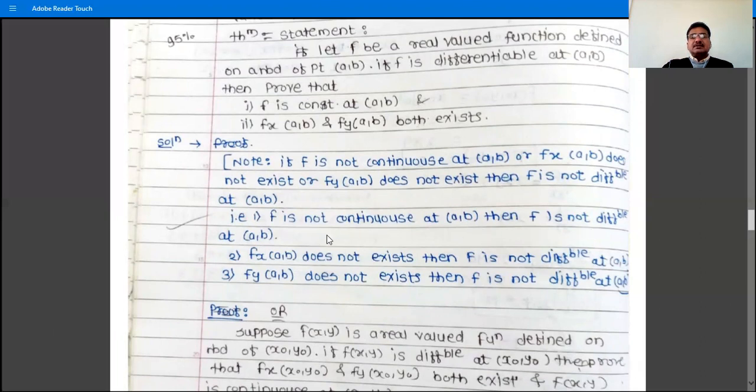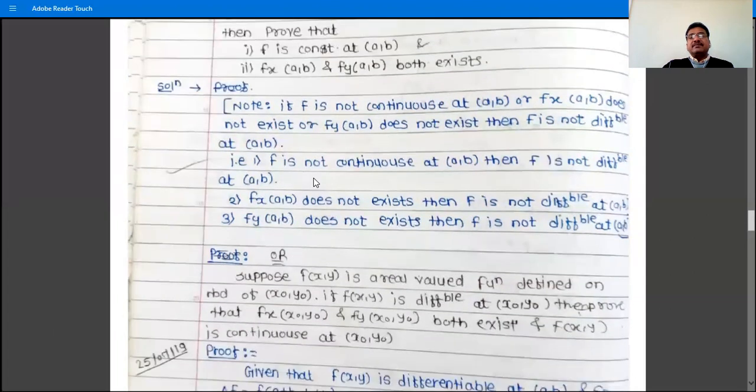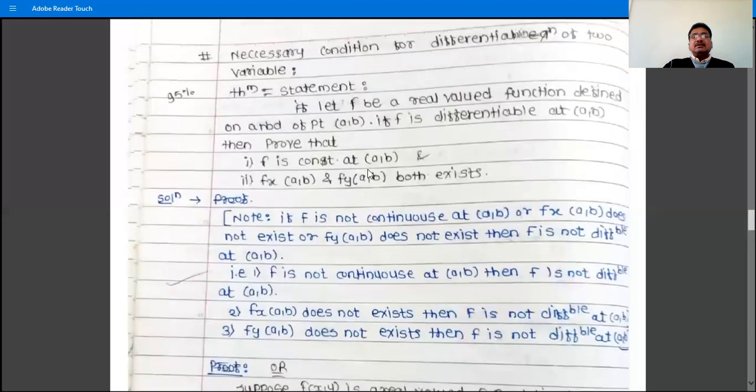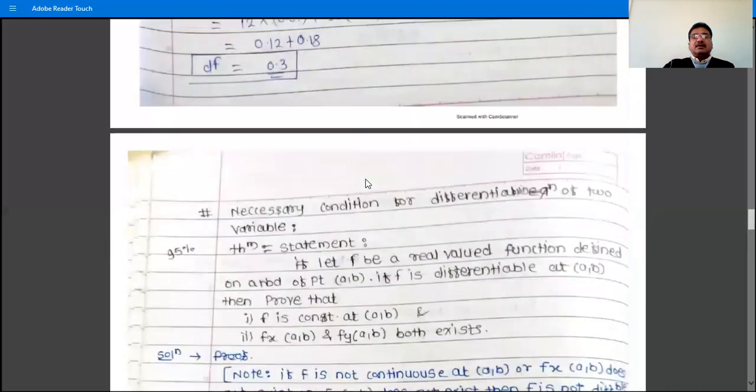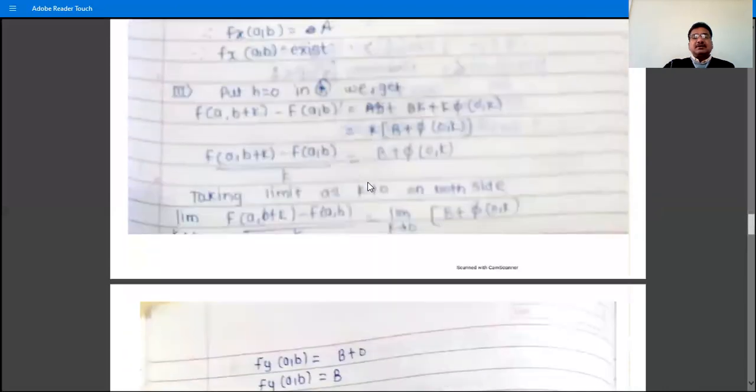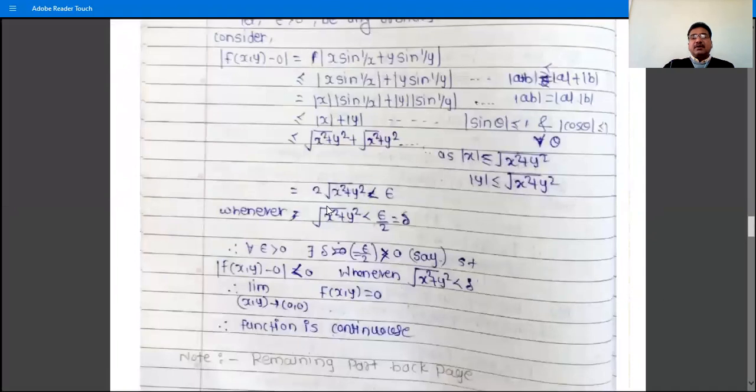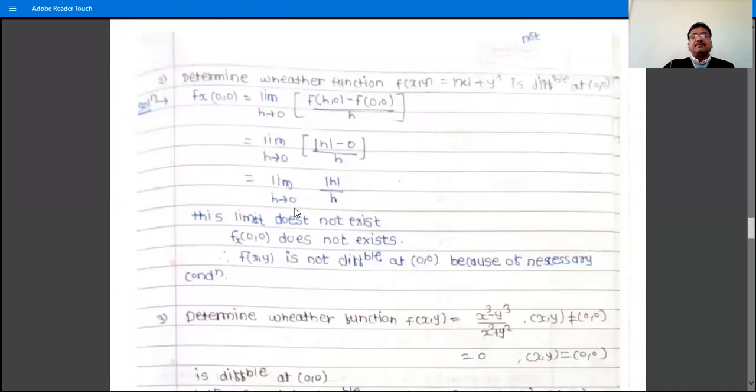So this way is not possible in this example, because the function is actually continuous at (0, 0). So we cannot use the earlier note, that if the function is not continuous, then the function is not differentiable. But if we show fx(a, b), fx(0, 0), or fy(0, 0) does not exist, then we also say the function is not differentiable at (0, 0). Or we can use the definition of differentiability to show the function is not differentiable at the point (0, 0) or at the point (a, b).